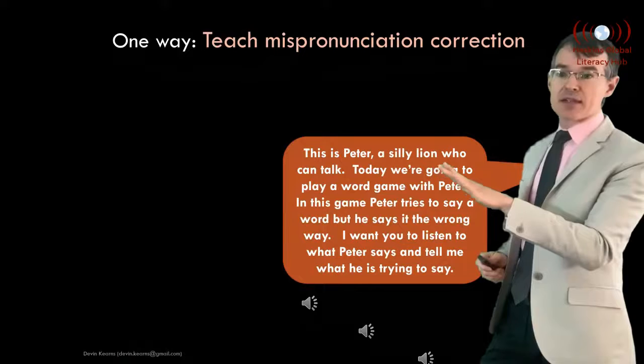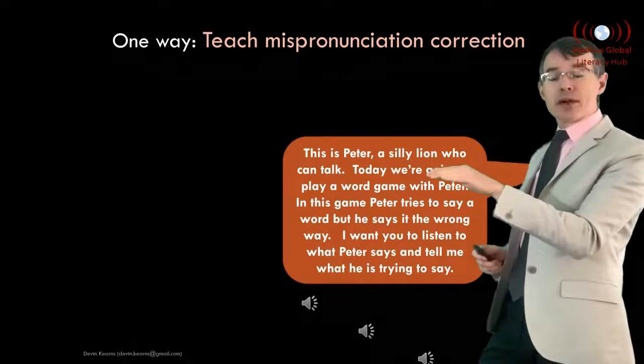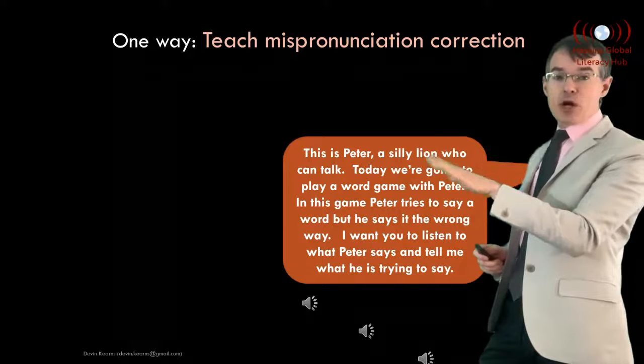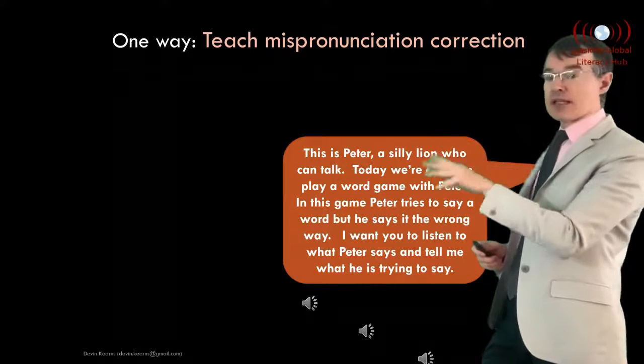So for example, this is Peter, a silly lion who can talk. Today we're going to play a word game with Peter. In this game, Peter tries to say a word, but he says it the wrong way. I want you to listen to what Peter says and tell me what he's trying to say.